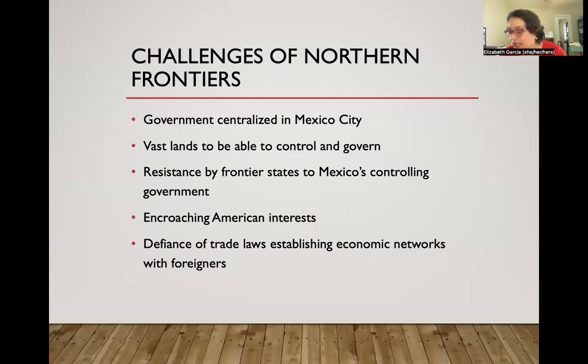And we also see a defiance of trade laws, establishing economic networks with foreigners. So even though those northern parts are part of Mexico, they have to follow the trade laws of the Mexican government. Because they're so distant from where the center of government is, they start not following these rules, and start to establish trade and networks with the Americans next door because they're easier to get to.